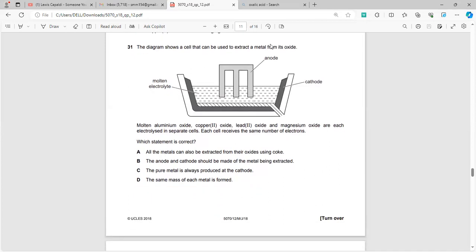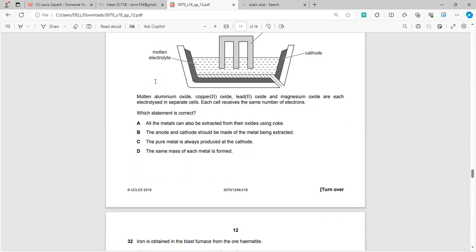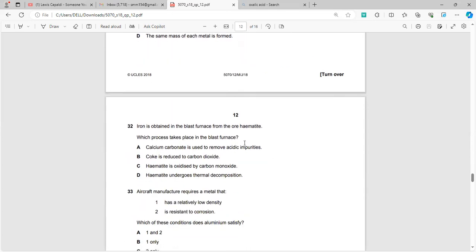Now in question number 31, they've shown a basic experiment of electrolysis. We know the anode is the positive electrode, the cathode is the negative one. The molten electrolyte only contains the ions of the electrolyte. It doesn't contain any water. The correct option will be C because the pure metal is always produced, or discharged, at the cathode.